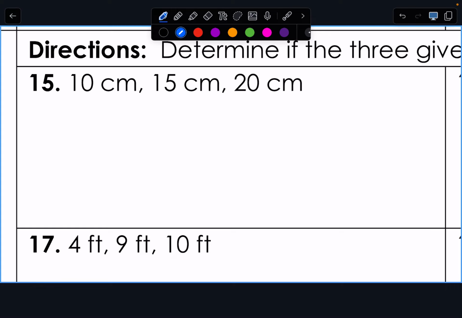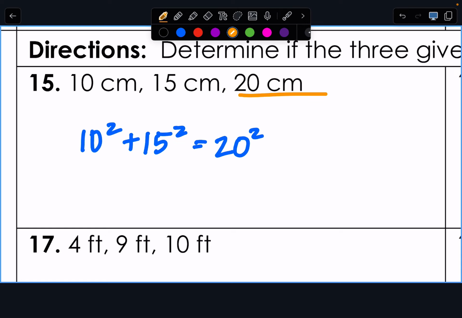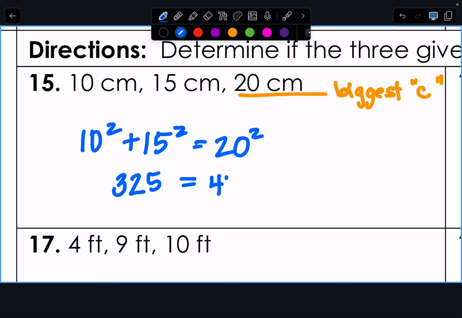We can do 10 squared plus 15 squared and see if that's 20 squared. So we're going to put these three numbers into the Pythagorean theorem with the biggest being our c value. Then we need to figure out if those two are equal. So 10 squared plus 15 squared is 325, and 20 squared is 400. Do those equal? No, so it is not a right triangle.